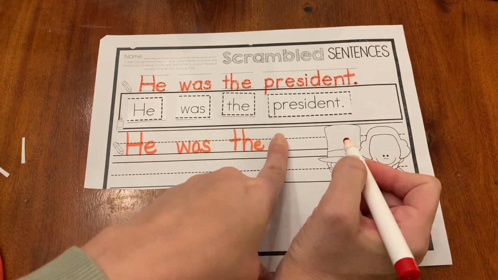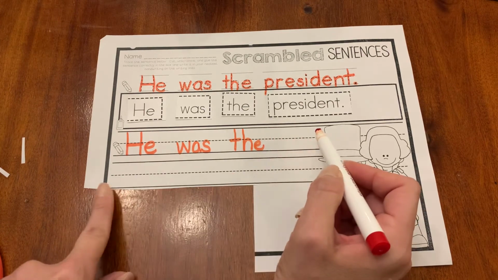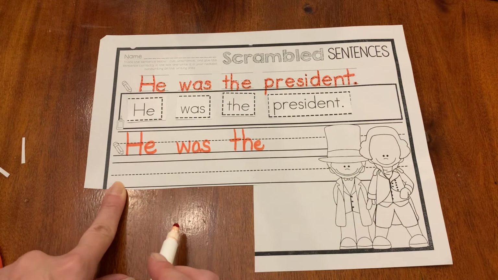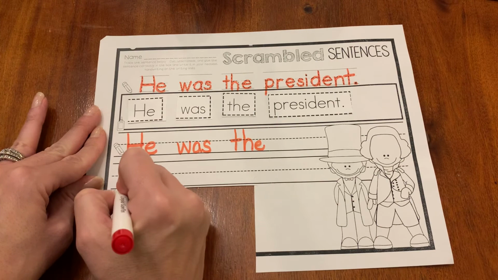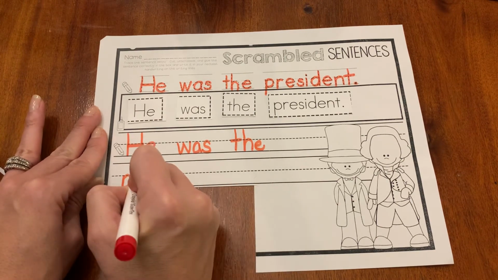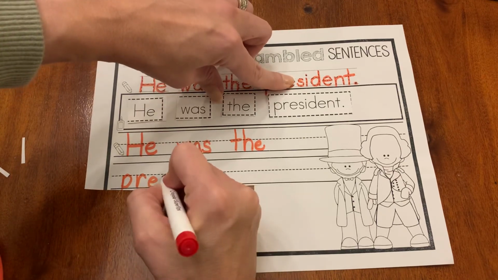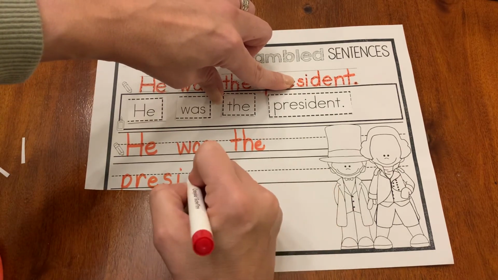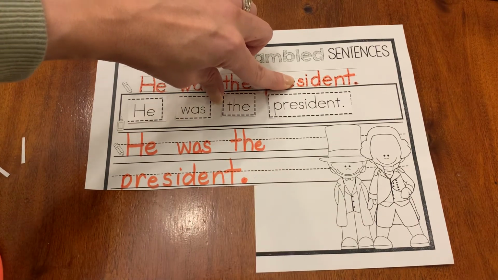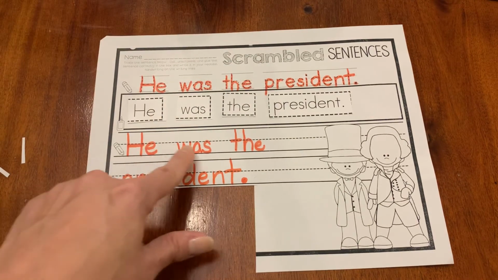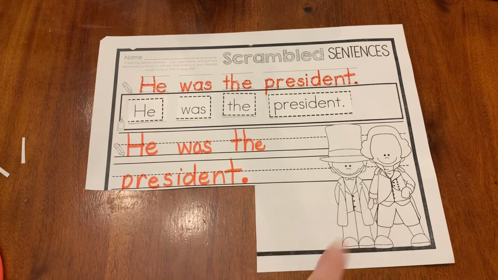The and finger space. Do I have room for president here? I really don't. So I'm going to go all the way down here under he. You always go to the left side. And I cut off my space underneath. Yikes. P-R-E-S-I-D-E-N-T. And a period. Now I can read my sentence. He was the president. If I have extra time, I can color with crayons.